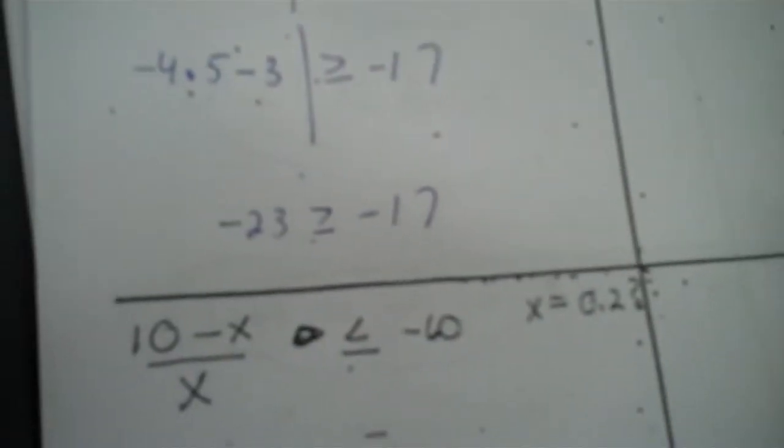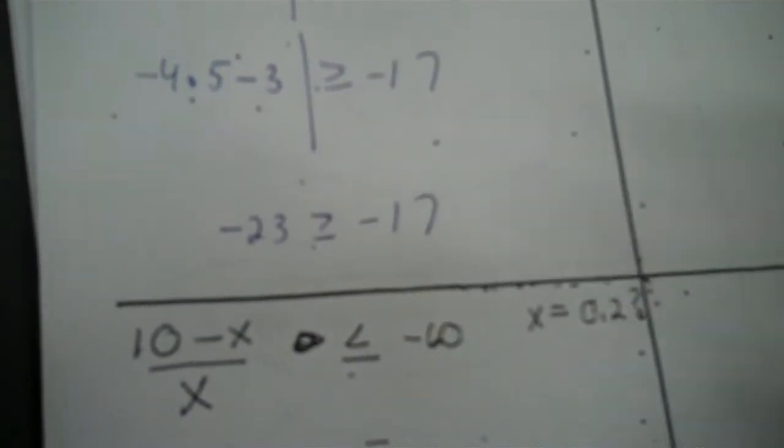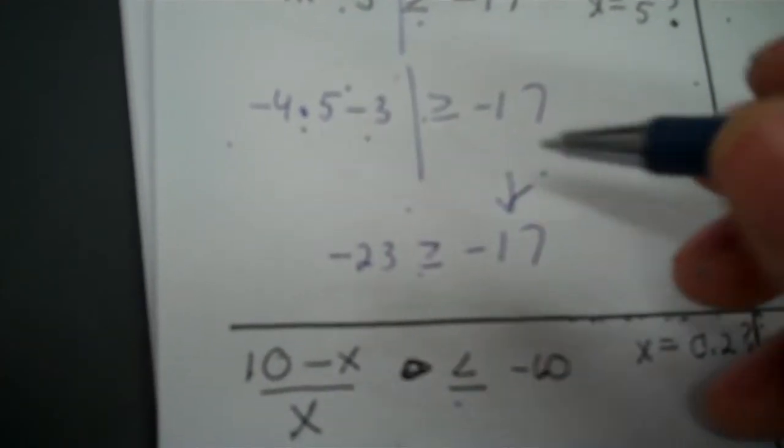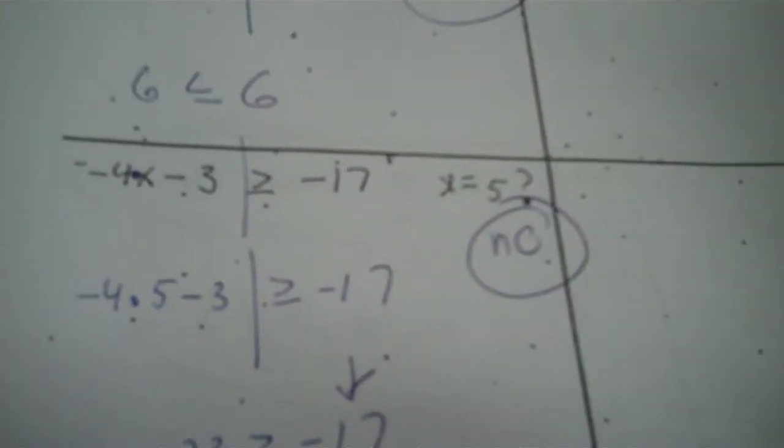So which one's the higher, the greater value? Now, it's both negatives, okay? So this one's actually the greater value, negative 17 is. But the sign is not about ready to eat that number. It's eating the smaller number, and that's not going to be good. So that means no, 5 is not a solution.